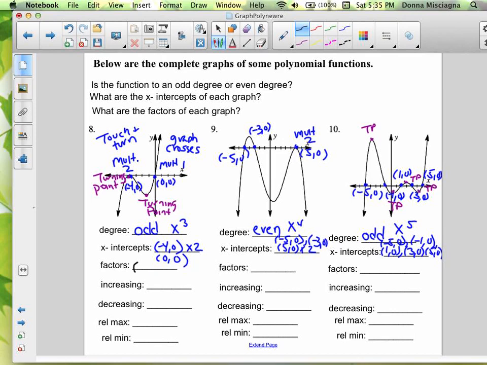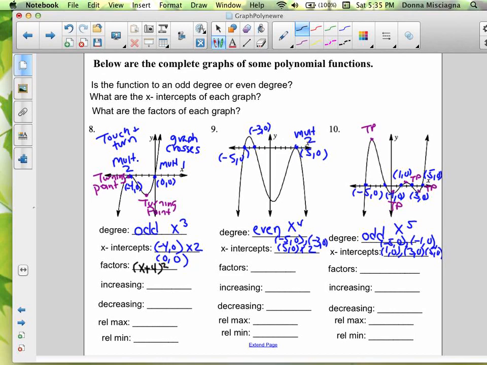I did it there too. All right, so our x-intercept is negative 4. The factor is going to be x plus 4. But are we done? How many do we have? We have 2. It's x plus 4 squared.